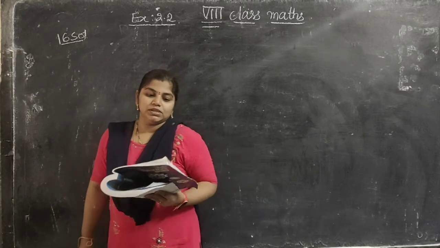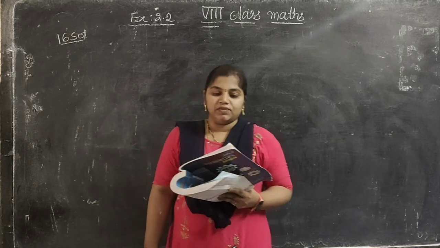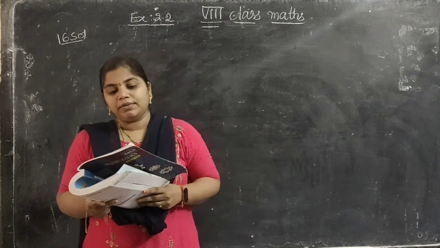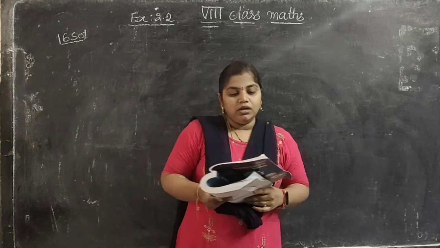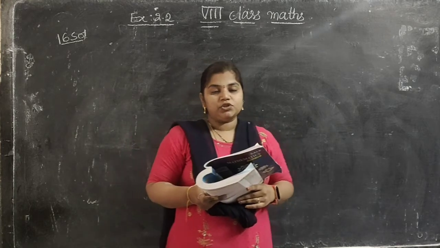Our next problem is: the perimeter of a school volleyball court is 177 feet and the length is twice the width. So what are the dimensions of the volleyball court? So one volleyball court is there. For that they have told us the length is twice the width.